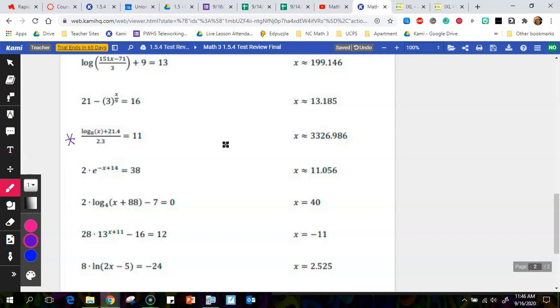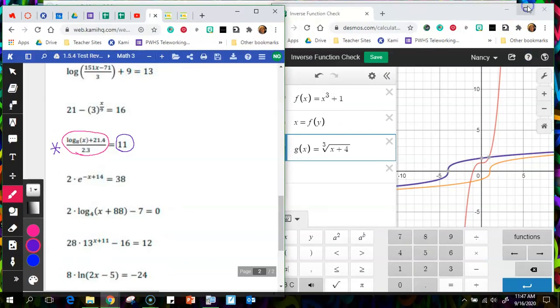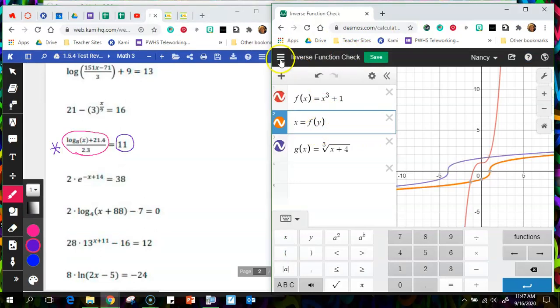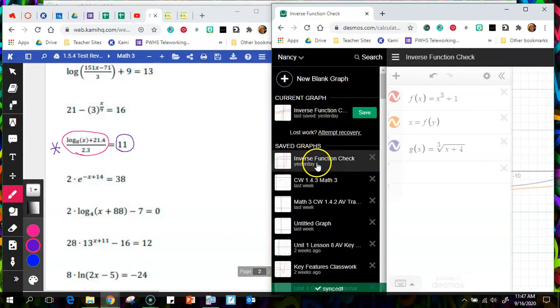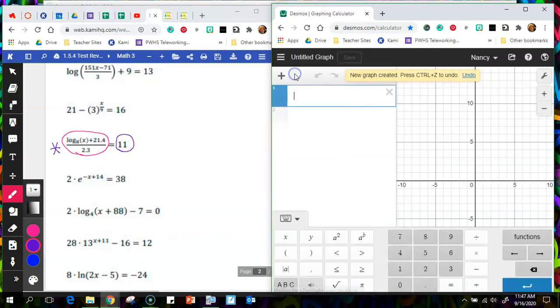So what I'm going to do is enter this on one line, and then enter this on the other line and see if they intersect. And it looks like they do. It looks like I should get this answer, which is a huge answer. So let's see how that's going to look on Desmos. I'm going to go back. We'll just go back to a blank graph.